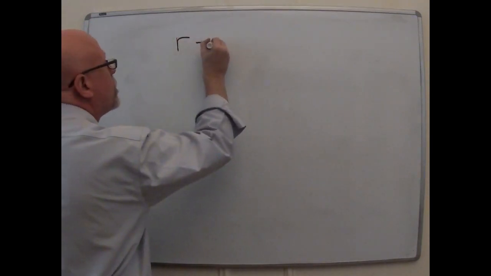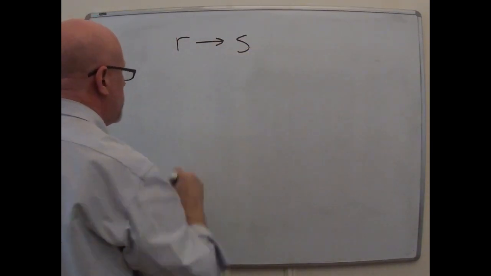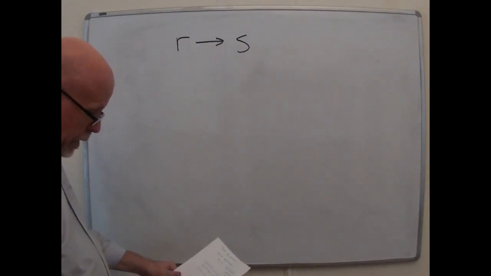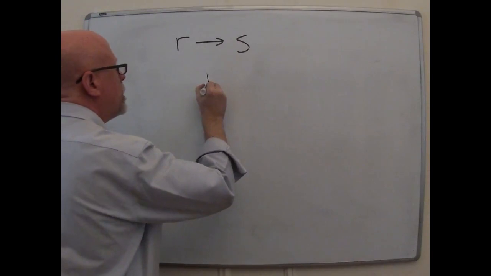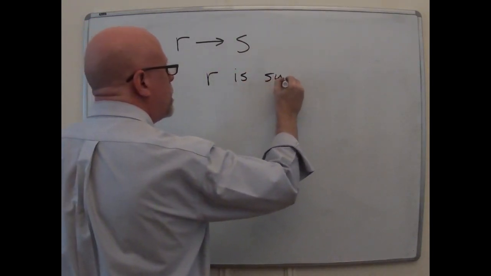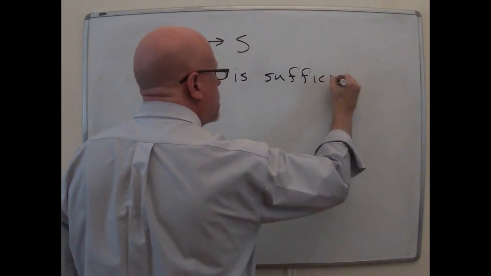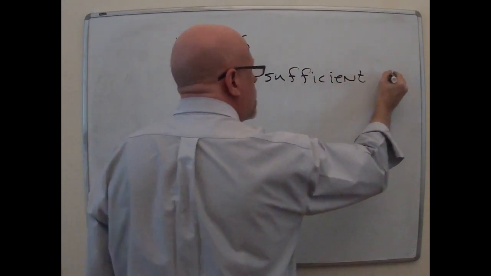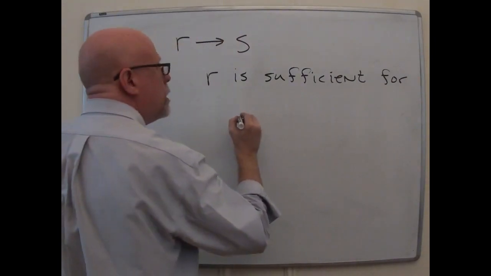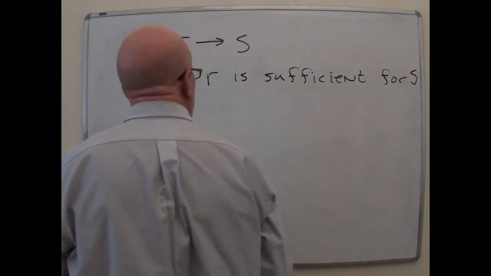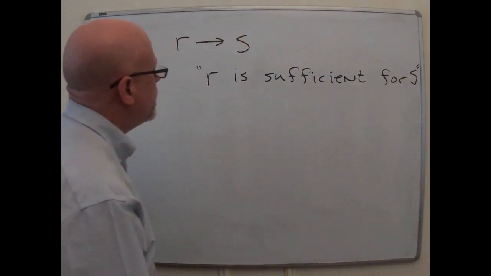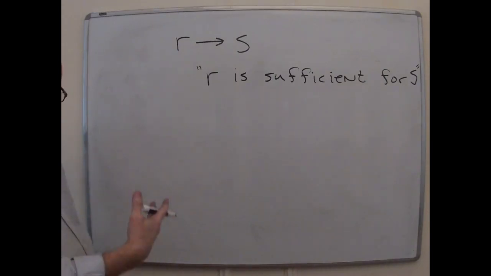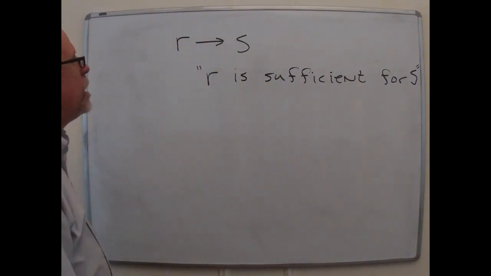If you have two sentences, R and S, and the conditional that goes between them, you can say this in multiple ways, but using the word sufficient, it is R is sufficient for S. Meaning, if R is true, that's enough. That's what sufficient means. It's enough. You'll know that S is true.